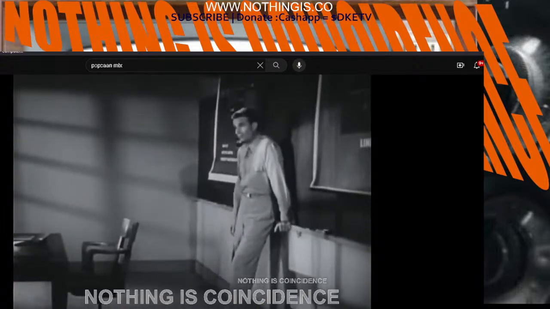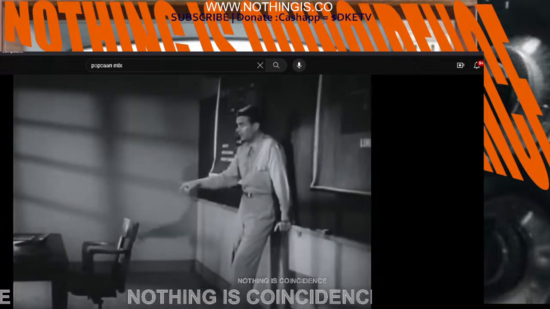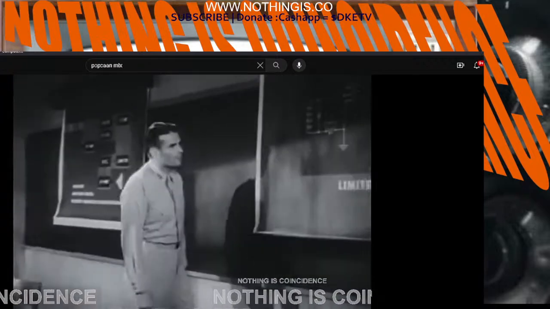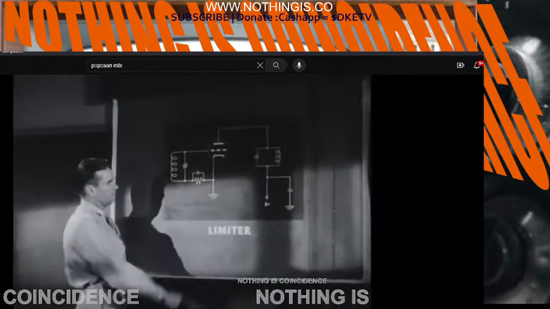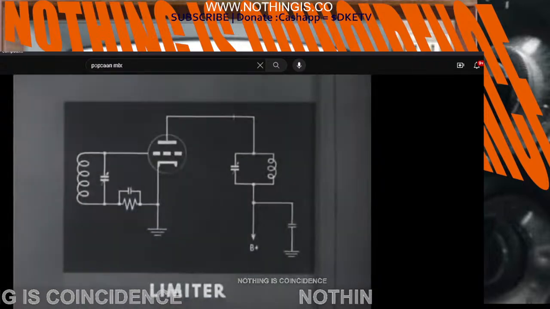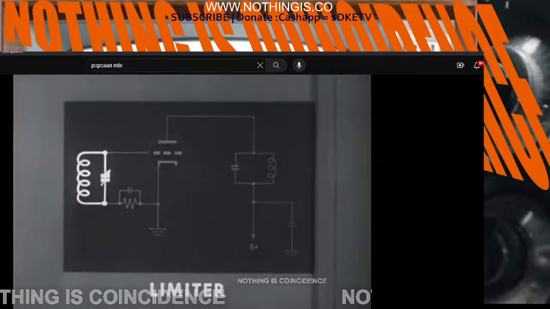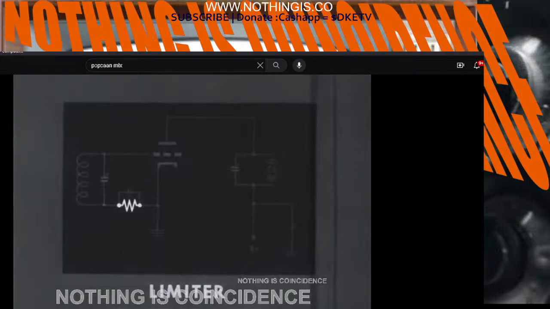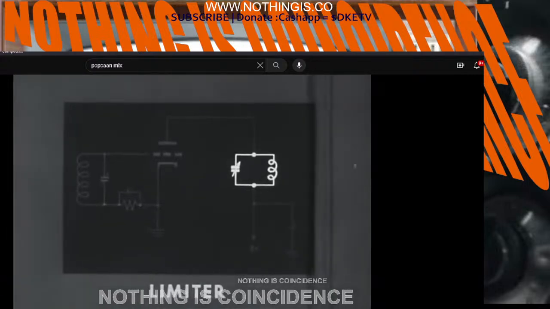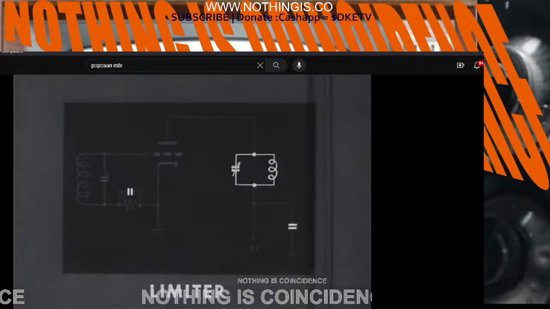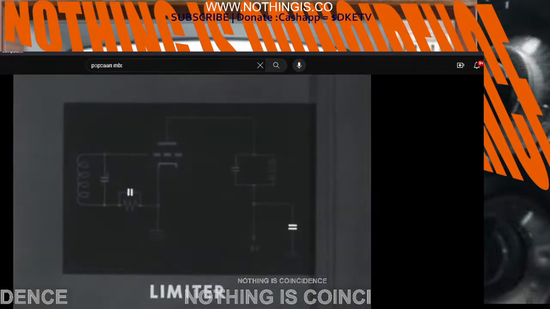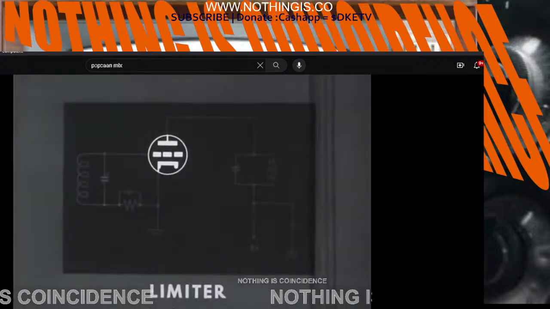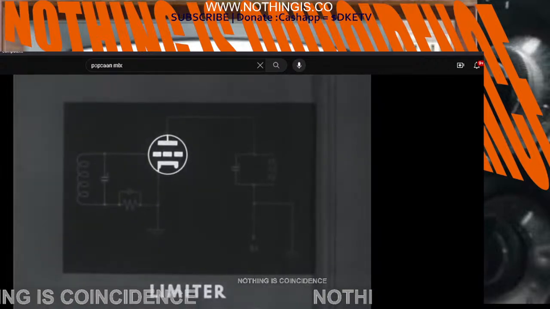But there's a little more to it than just saying we put this here and that there. We want to understand what happens. All right? Here's a simplified diagram of a limiter. It consists of a tuned grid circuit, a resistor, a tuned plate circuit, and bypass capacitors. Also, this sharp cutoff tube. It operates at zero initial grid bias and low plate voltage.